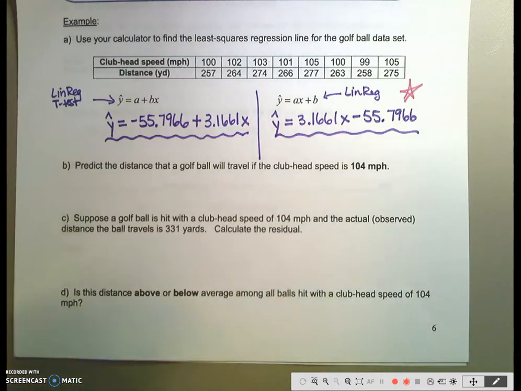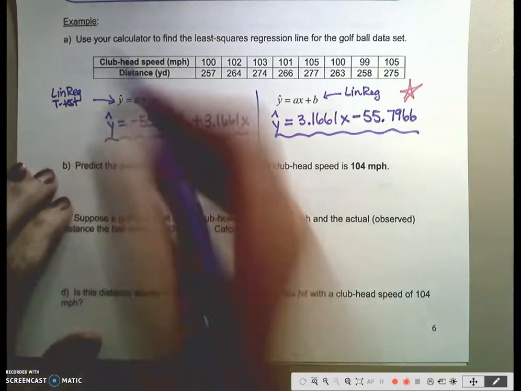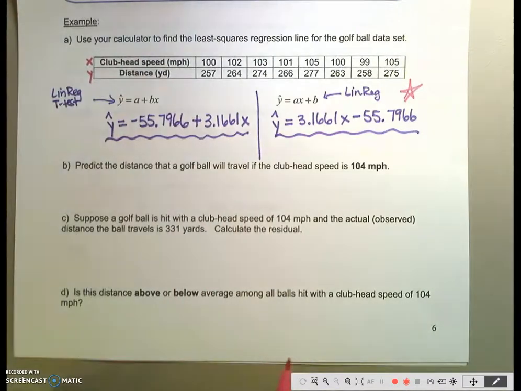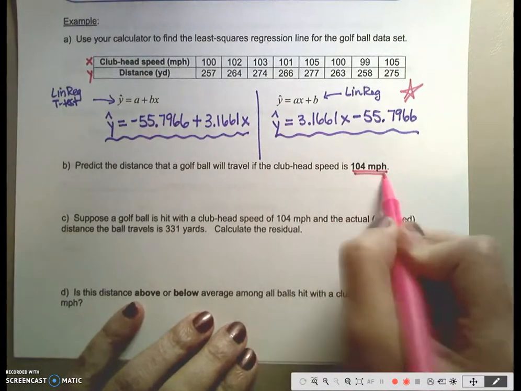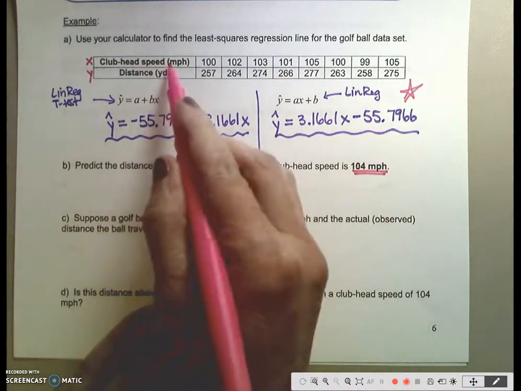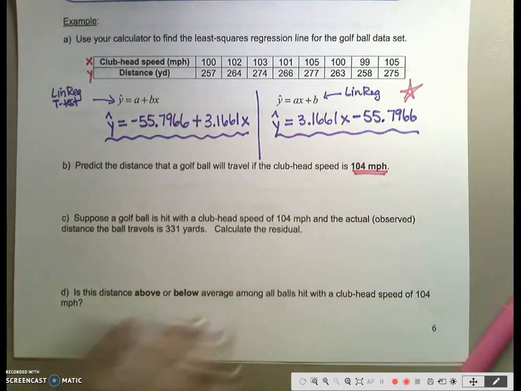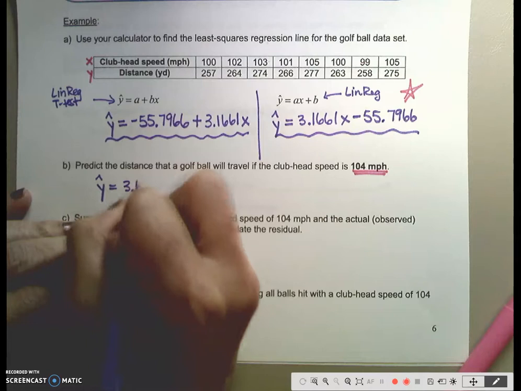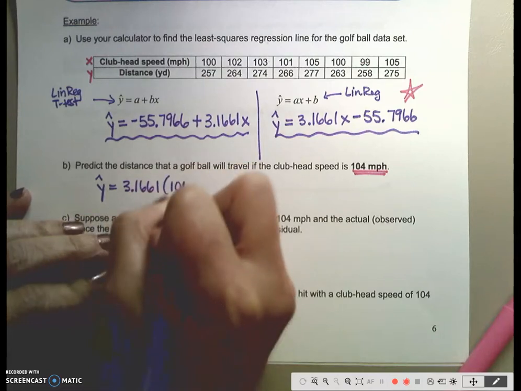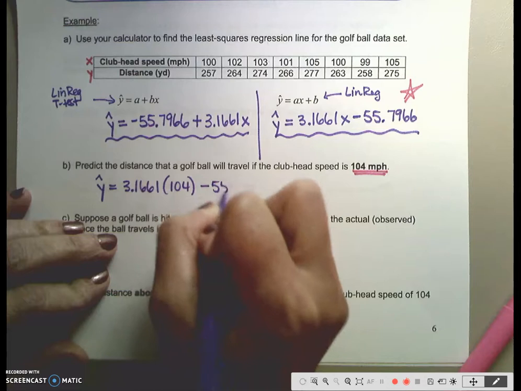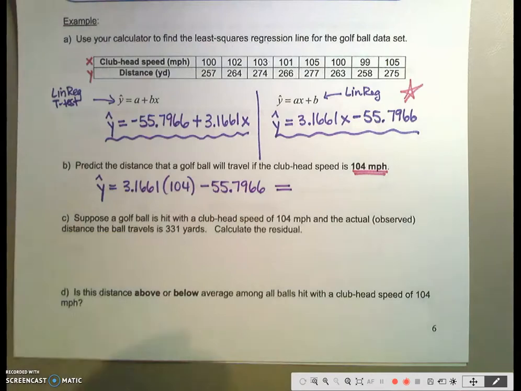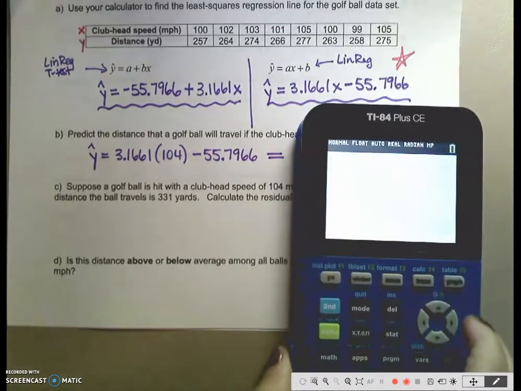Now it says, predict the distance that a golf ball will travel if the club head speed is 104. Well, if you recall, club head speed is X, distance is Y. So if they're giving you a club head speed of 104, that's an X. You need to plug it in for X. So your prediction is going to be 3.1661 times 104 minus that 55 number.